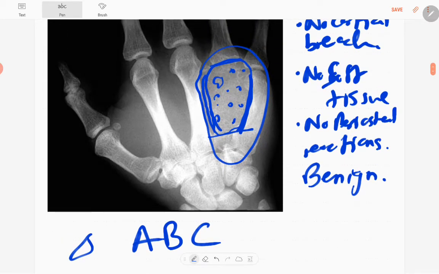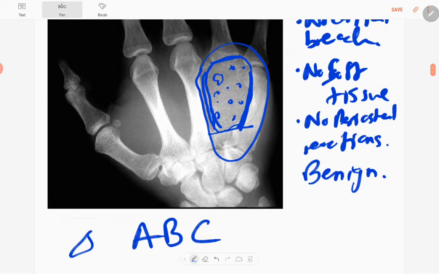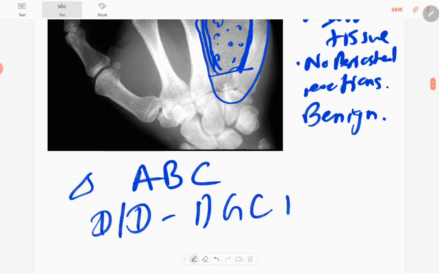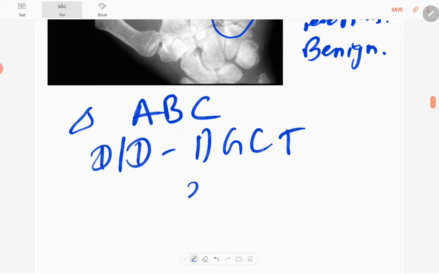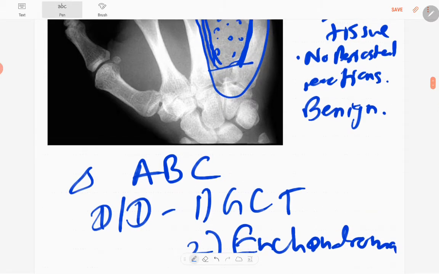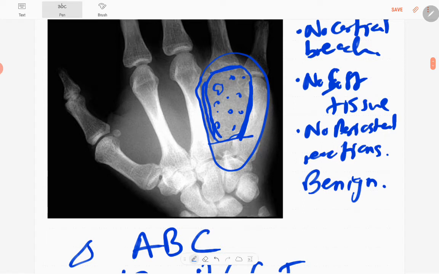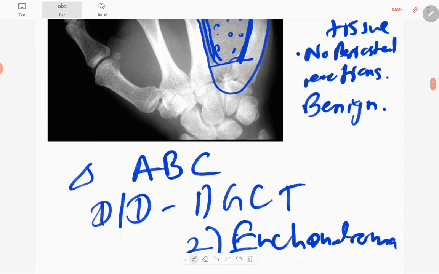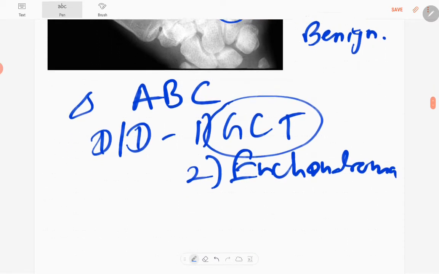It's a relatively uncommon site for aneurysmal bone cyst. For the differential diagnosis, giant cell tumor and enchondroma. However, there are no matrix calcifications to suggest enchondroma. Giant cell is a good differential diagnosis.